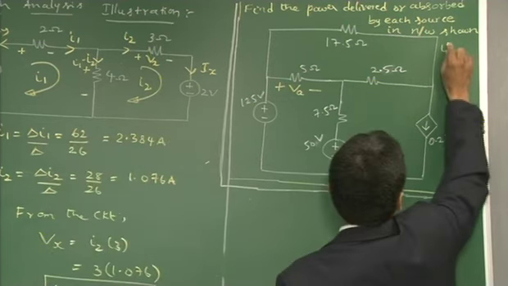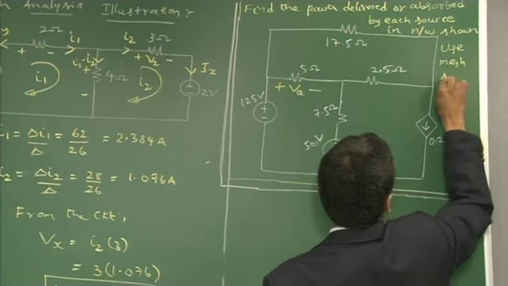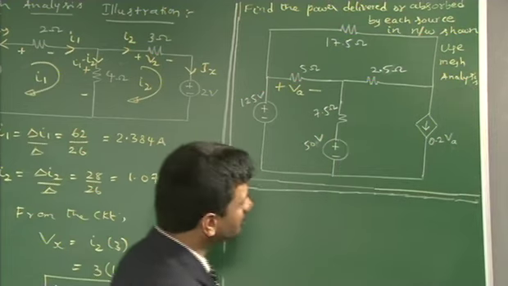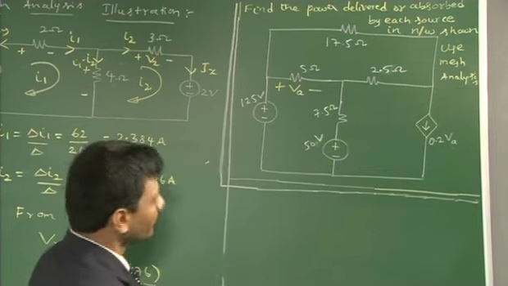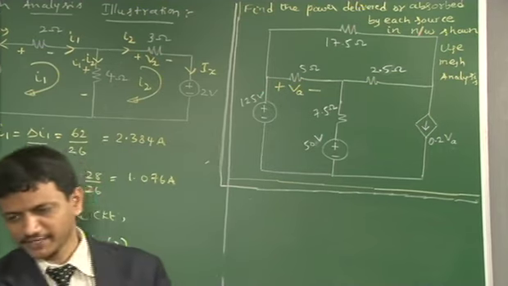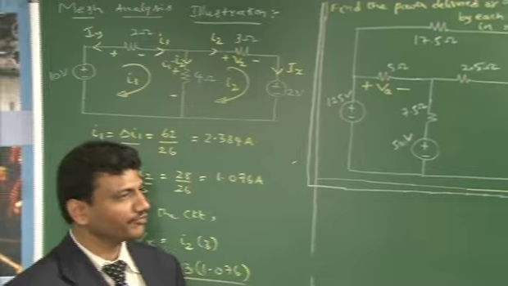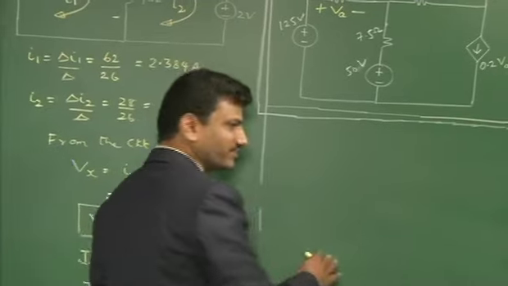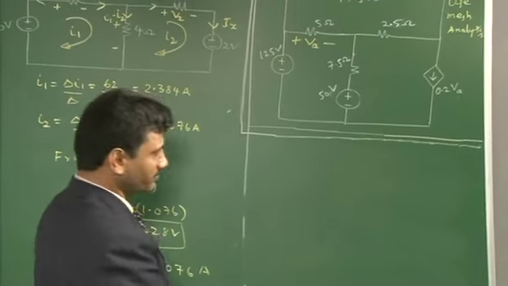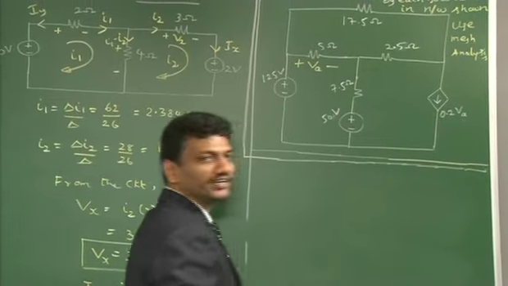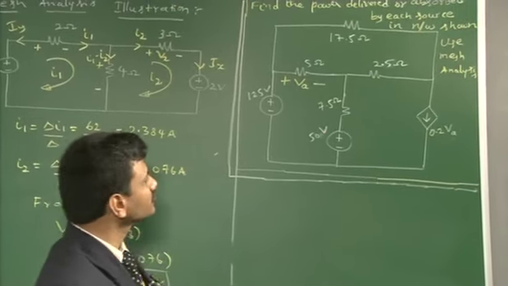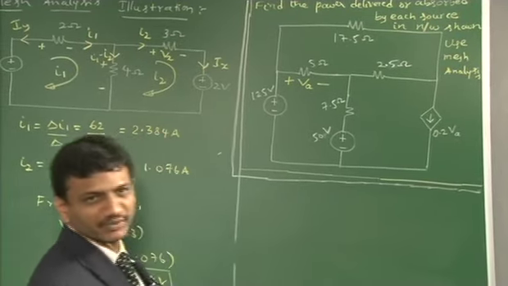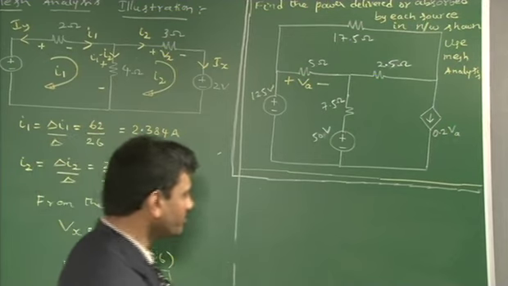So I will continue this problem, using mesh analysis to find the power delivered or absorbed by each of these sources. Now before proceeding towards the mesh analysis, you have to know something regarding power delivered or absorbed. This is of course a little bit out of the problem. What I am trying to tell you here is what situation will be there in the voltage source when it is actually delivering the power.